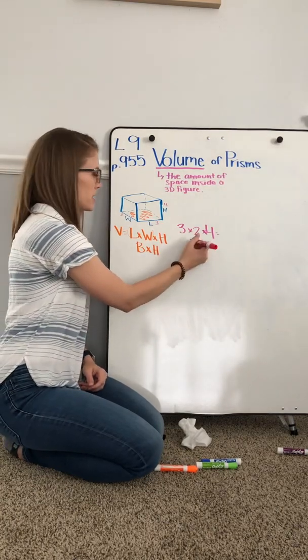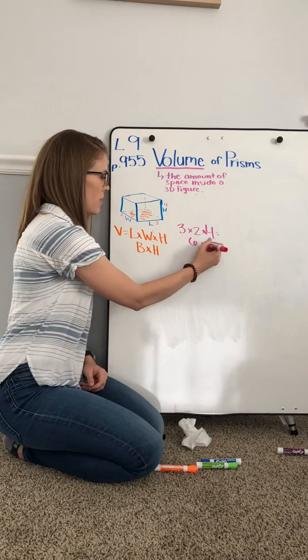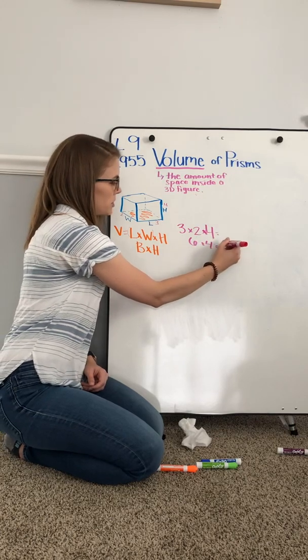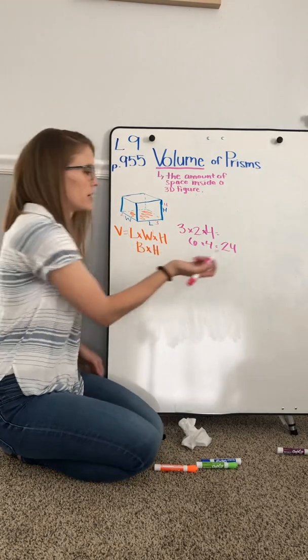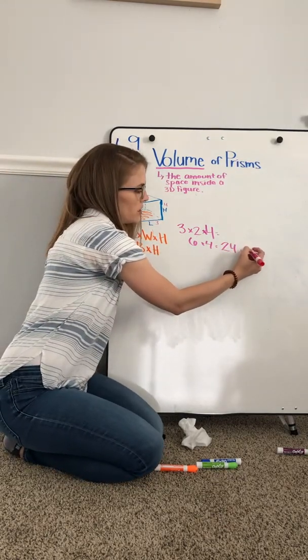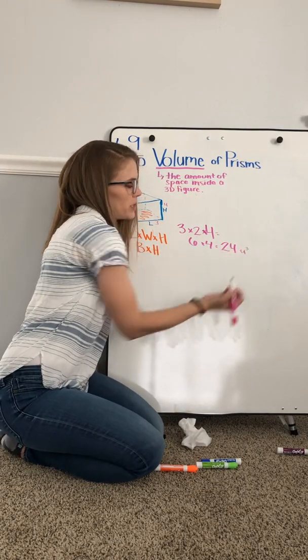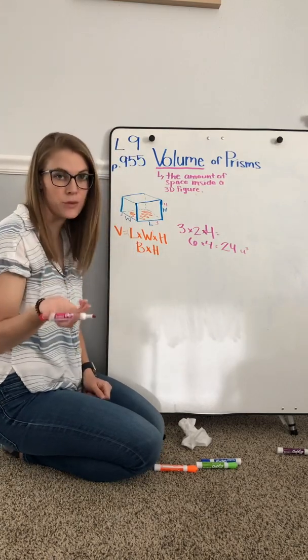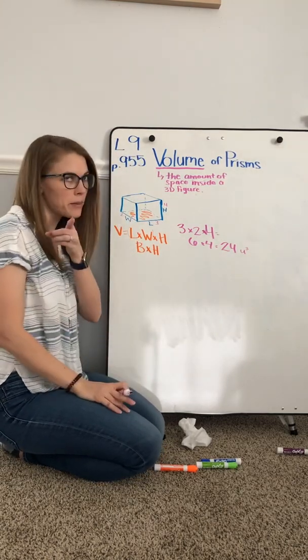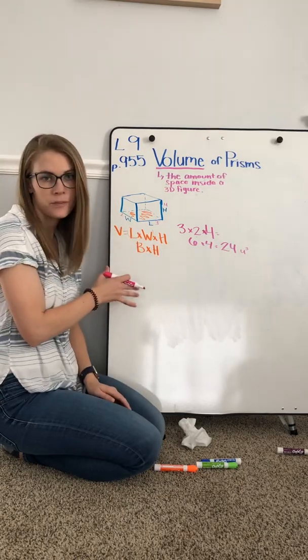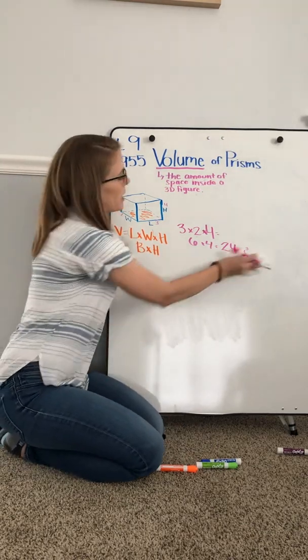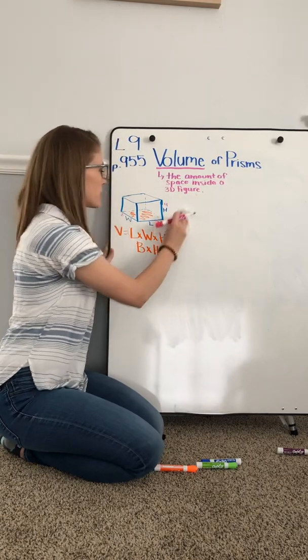3 times 2 is 6. So now I'm doing 6 times 4, which is 24. And I didn't give you a unit here, so this would just be cubic units. Remember we talked about those exponents, how the 3 was cubed? There you go. Told you it would make more sense. So that's 24 units cubed. That's the volume, okay? All right, let's get into some examples in the book here.